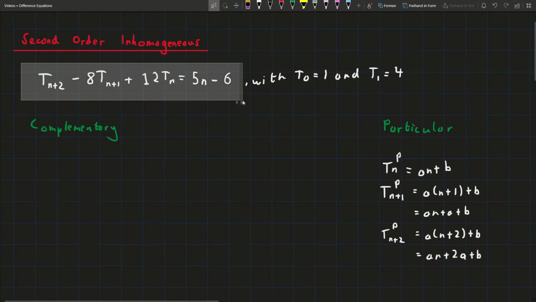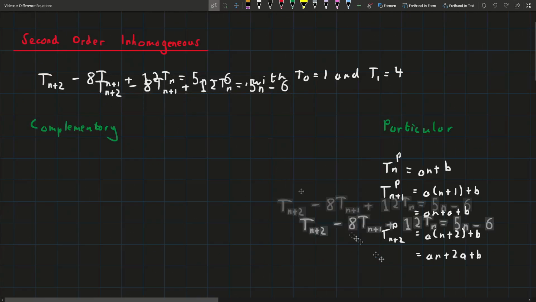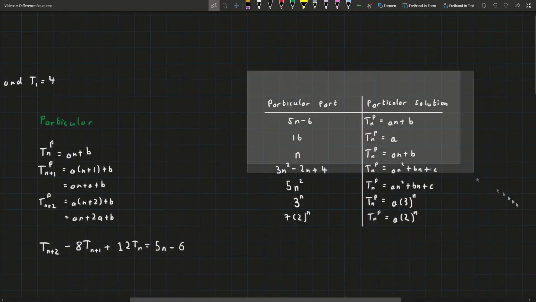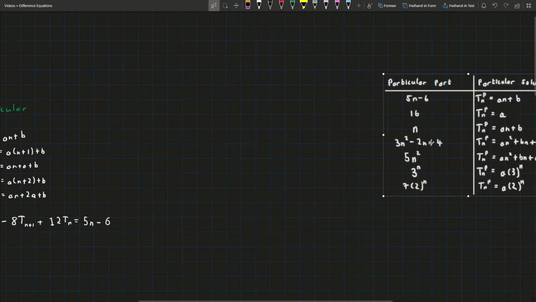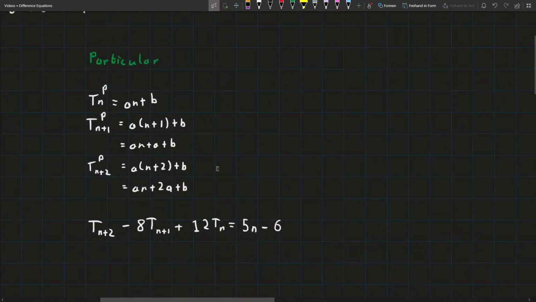I'm just going to write it down here again, just for convenience. I'm going to move this over to give myself a bit more space. All right, so we're going to sub in now to find out what a and b are.